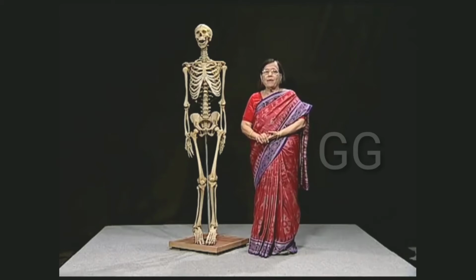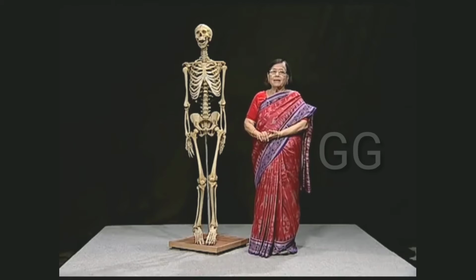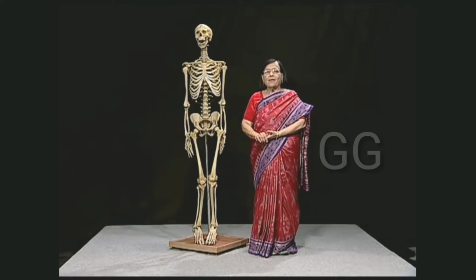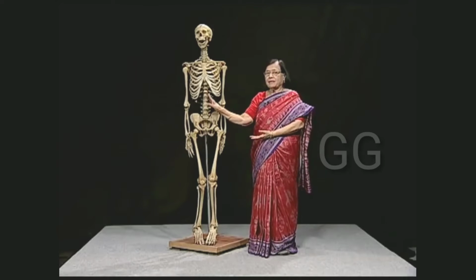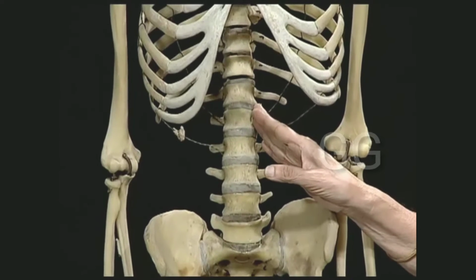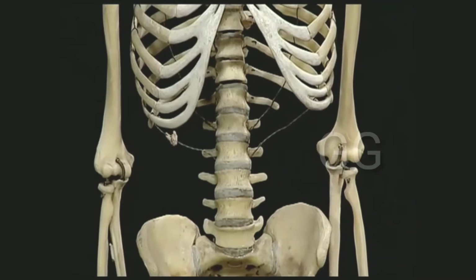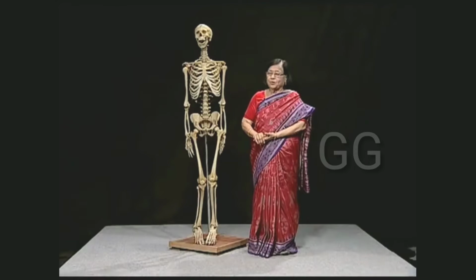We can move our body right, left or forward or backward, and in doing so our spinal cord is not damaged. Suppose it was one piece, then there would have been huge pressure on the spinal cord, which is very soft tissue.